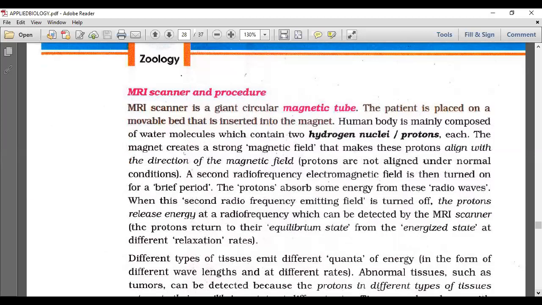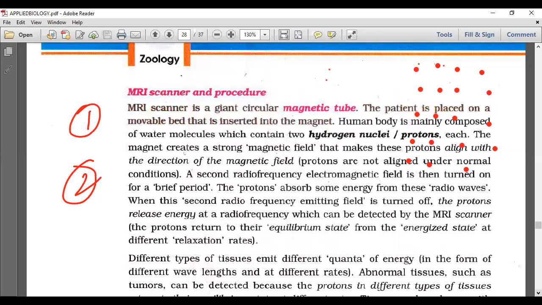Let me say once again, two points to be remembered from this paragraph. One is that a strong magnetic field is created, and that particular magnetic field aligns all the protons of the hydrogen atoms in one direction. What we are saying here is that in normal condition, this kind of alignment is not there.